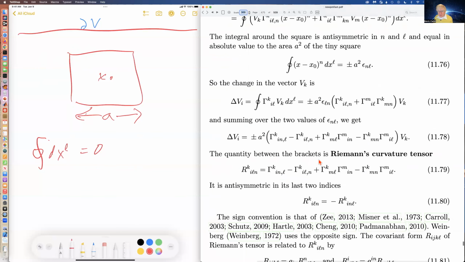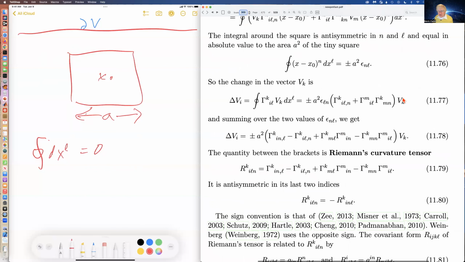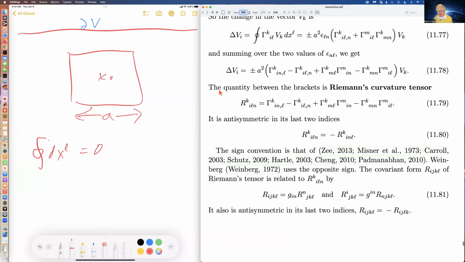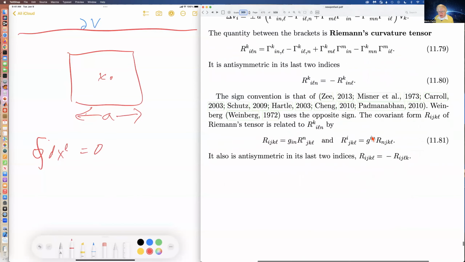And then, after you explicitly represent this anti-symmetry, you get the NL term minus the LN term. And what's in here is Riemann's curvature tensor. That's something that formally has 256 entries, but in fact has only 20 independent entries because of a variety of symmetries.